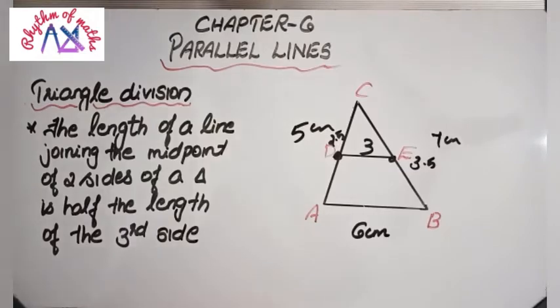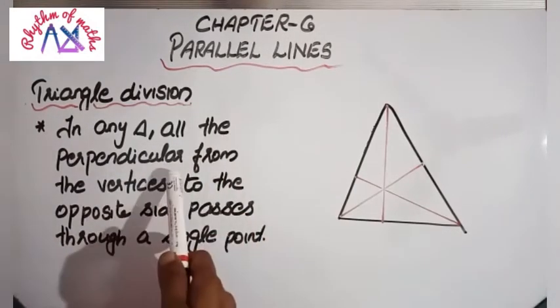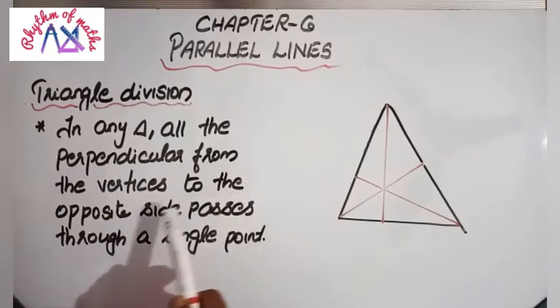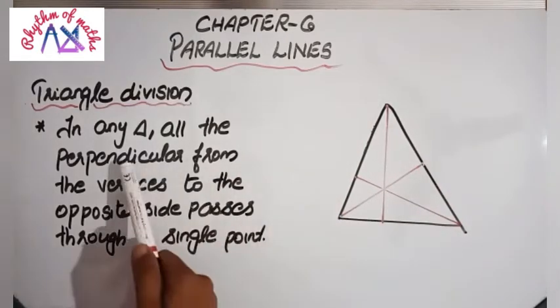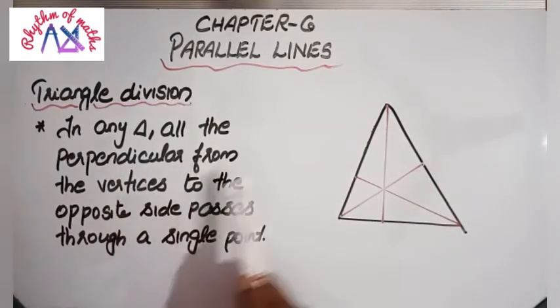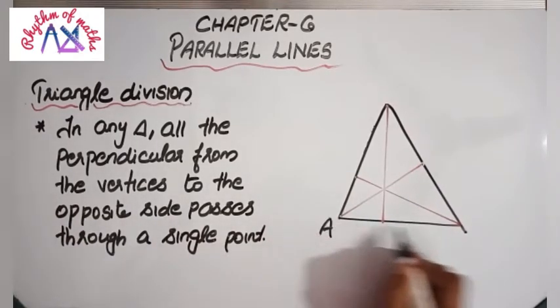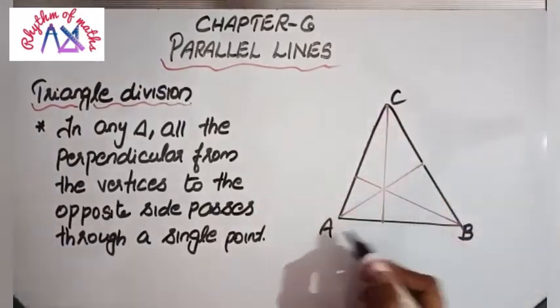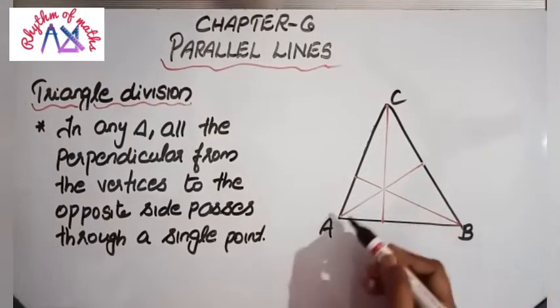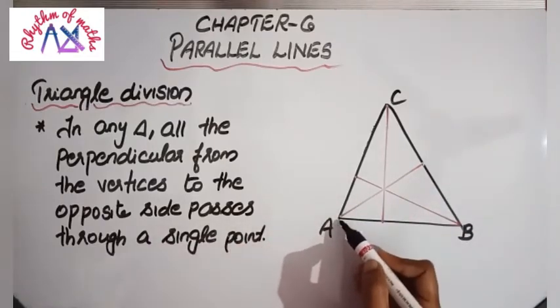One more is there. That is, in any triangle, all the perpendiculars from the vertices to the opposite sides pass through a single point. So this is a triangle. In any triangle, all the perpendiculars from the vertices. Three vertices are there for a triangle, three vertices A, B, C. Now from all these vertices, if we have a perpendicular to the opposite side, consider A. A's opposite side is what?